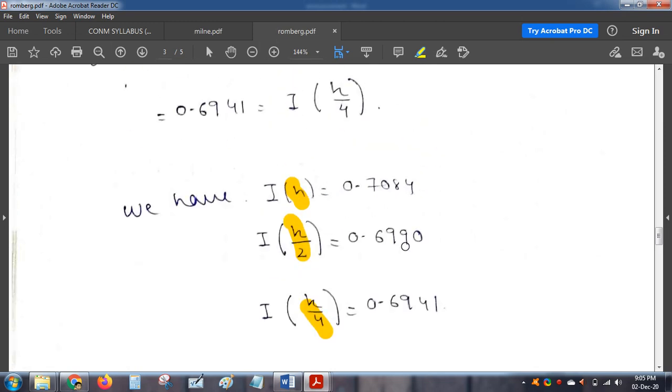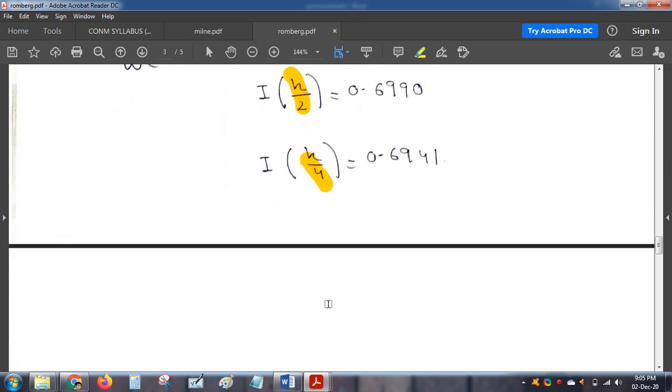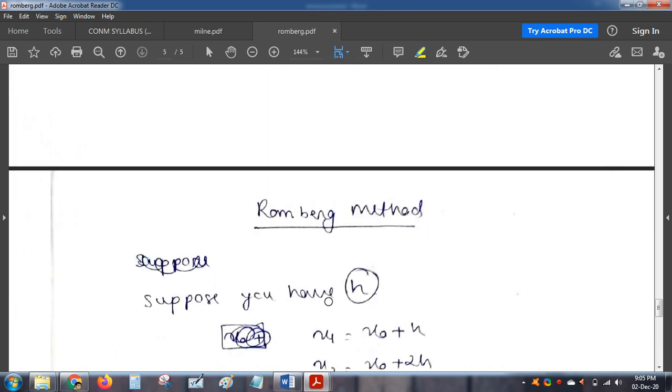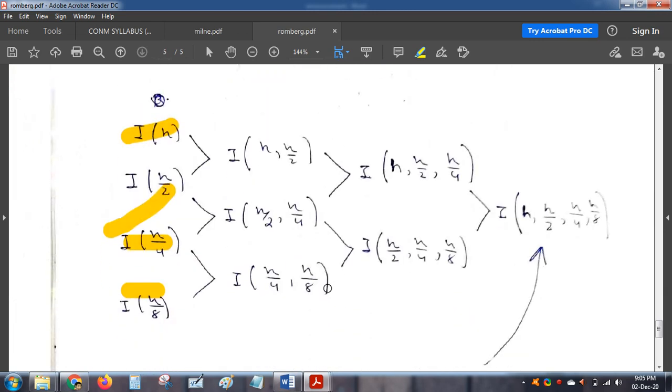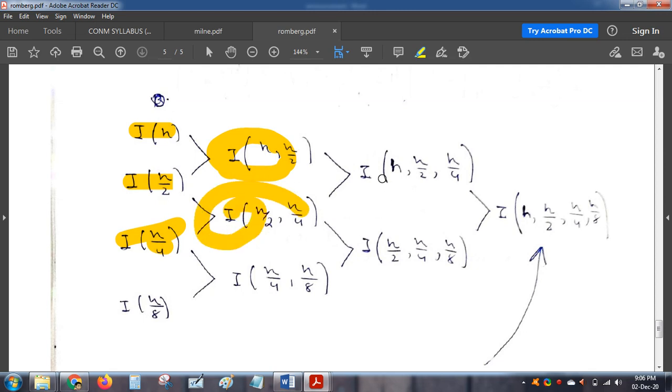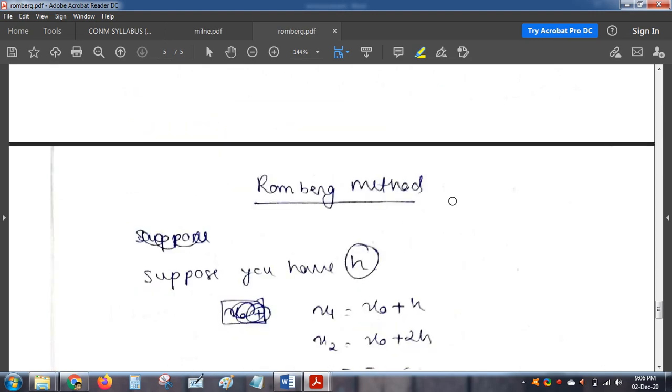Now in this numerical I have calculated only up to I(h/4). Since I have calculated only I(h/4), you see from this formula, I have calculated only I(h), I(h/2) and I(h/4). Since I have calculated them, from these two I can find this and I can find this. From these two I can find this, and this will be my final answer because there is nothing else. This is what we have done over here.